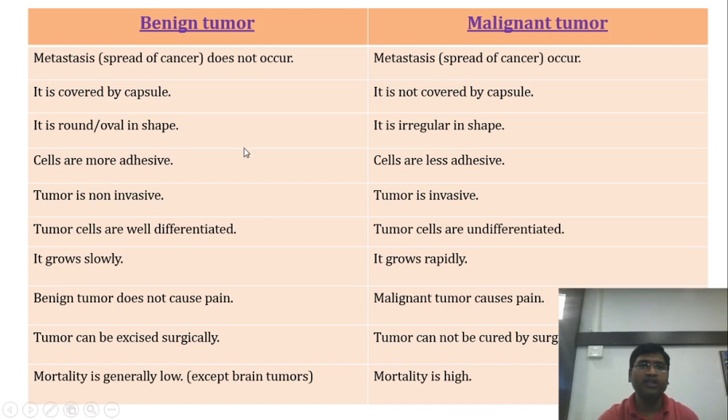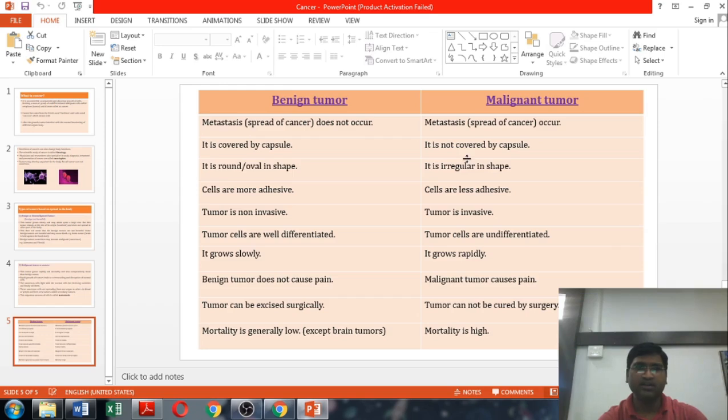Benign tumor attaches to the surface, so the cells are more adhesive in benign tumor. Malignant tumor cells are less adhesive.